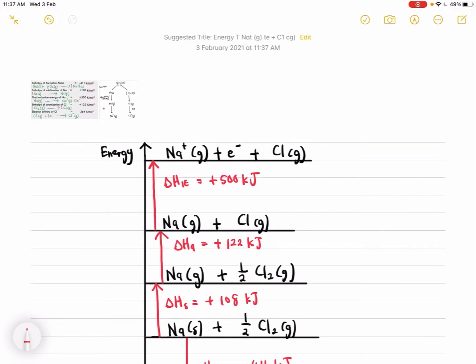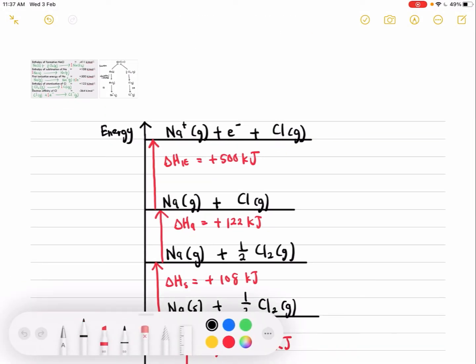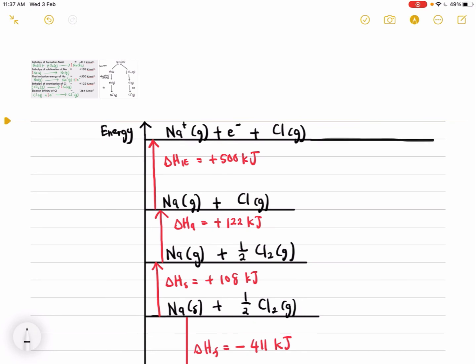Since the value of the Ea is negative, we will have another equation with the arrow pointing downwards. Since the value is negative 364, and we have done with the sodium, you have to rewrite the sodium formula. Upon the electron affinity of the Cl, you can see at the top of the level here we have Cl gas and 1 electron, whereby that electron is actually released from the gaseous sodium just now.